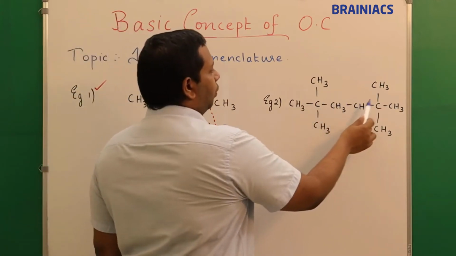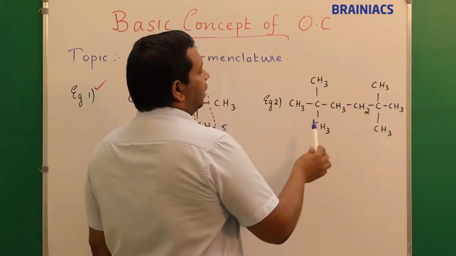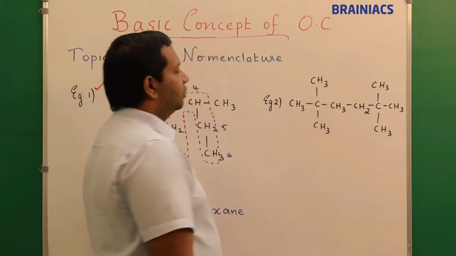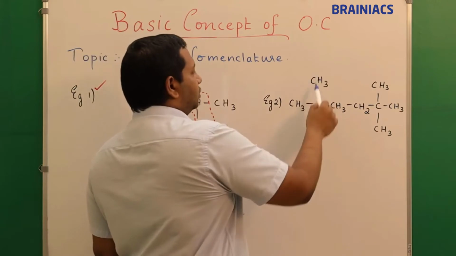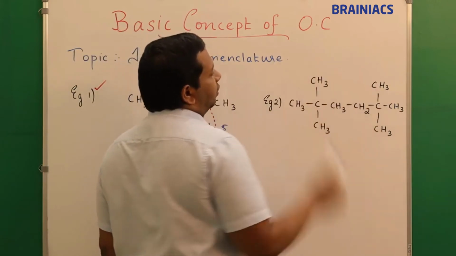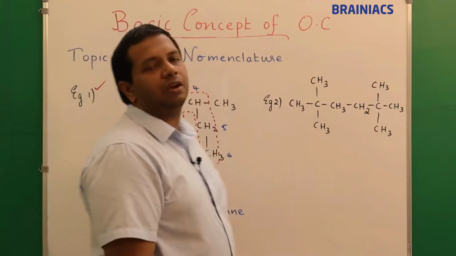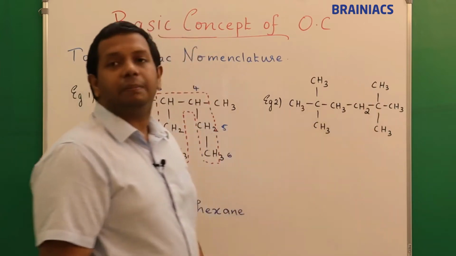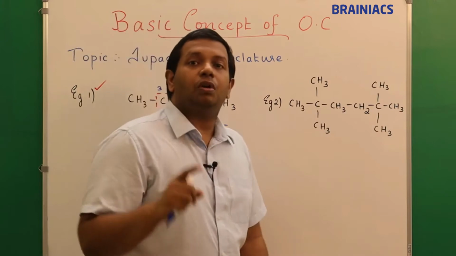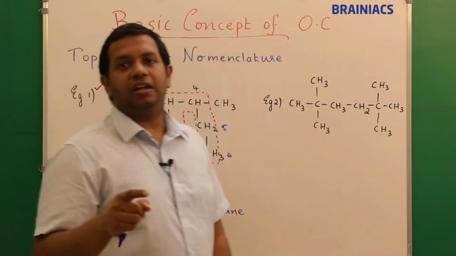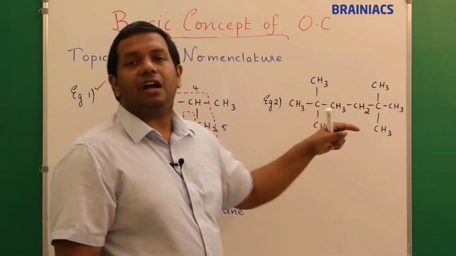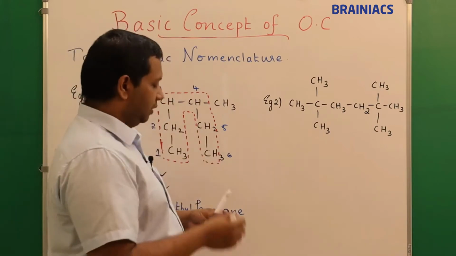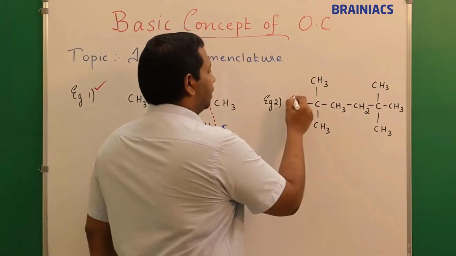1, 2, 3, 4, 5, 6. Then 6 I will get. Here if I go like this, 1, 2, 3, 4, 5, 6, then also 6 I will get. Then if I go like this, 1, 2, 3, 4, 5, 6, then also 6 I will get. Do we get any possibility of numbers greater than 6? No, in all the possibilities we are getting 6 as the maximum count. If you have more than one chain with a count of 6, what is the rule saying? The rule says that you choose the parent carbon chain in such a way that it contains the maximum number of substituents. So for example, now here I am going to choose this as my parent carbon chain.